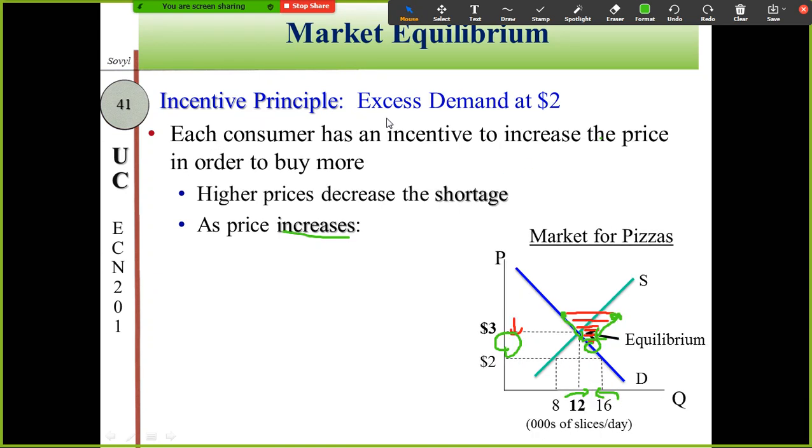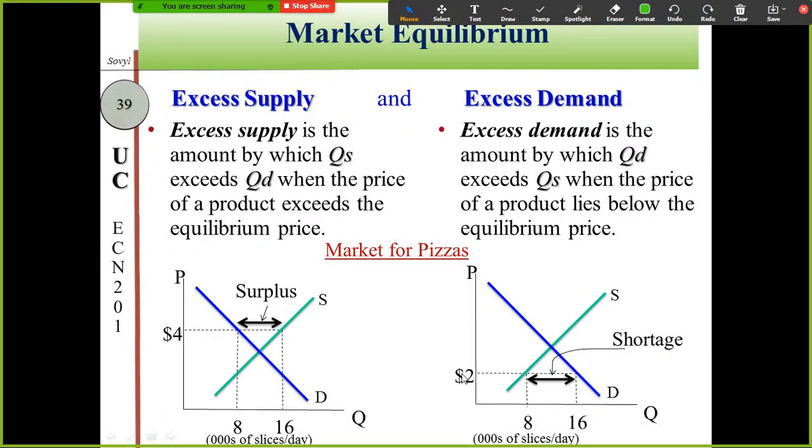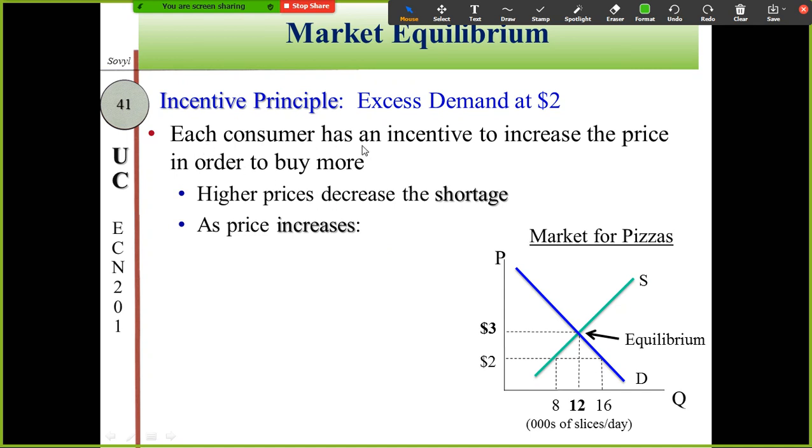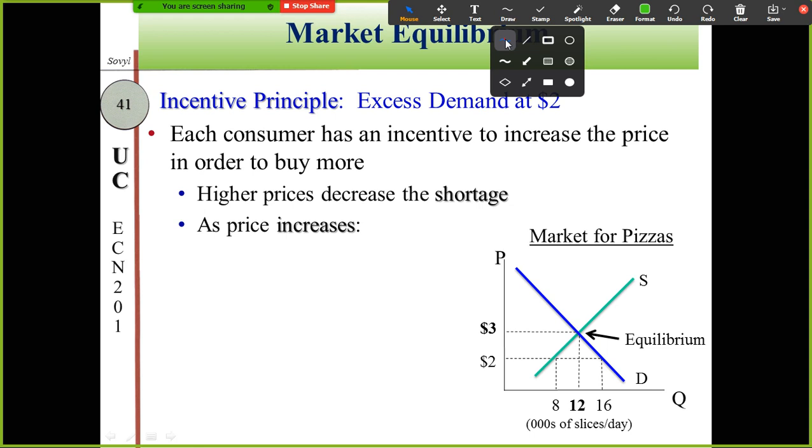Incentive principle, in this case excess demand. Each consumer has an incentive to increase the price in order to buy more. When the price is cheaper, supply is less but demand is more. That's why some demanders cannot buy, so they have no goods, no product to consume or use. So in this case, the buyers that cannot buy have an incentive to increase the price. When the price is higher, the shortage decreases. This is the shortage. With a higher price, the shortage becomes lower and lower. At the equilibrium point, the shortage becomes zero.